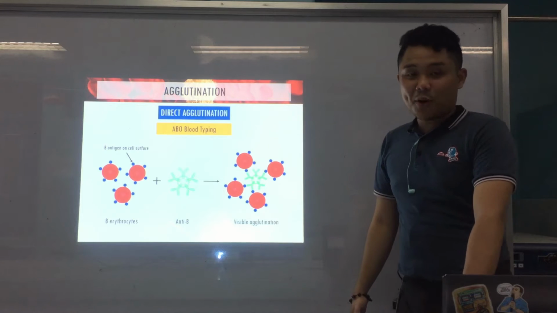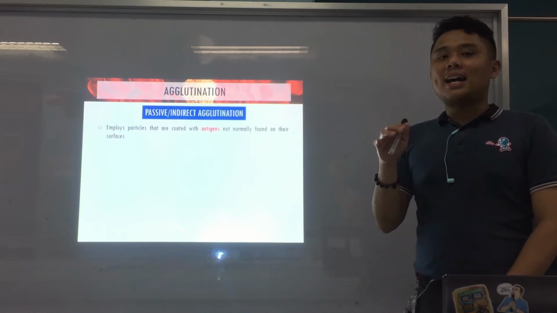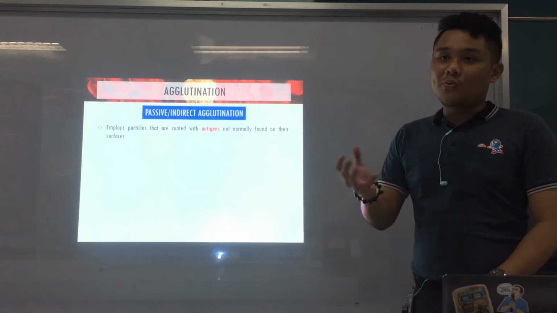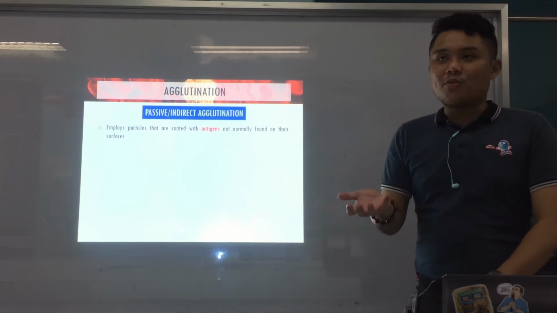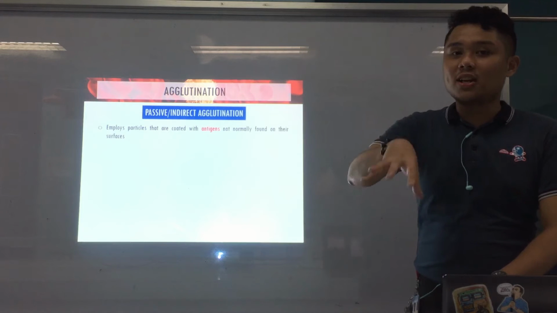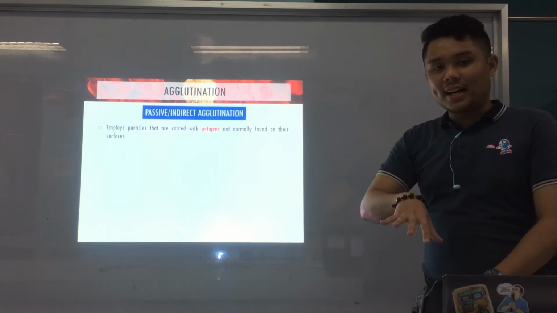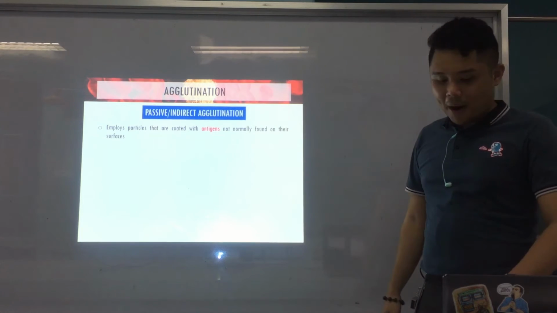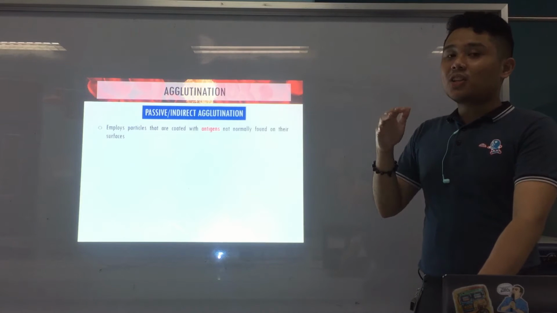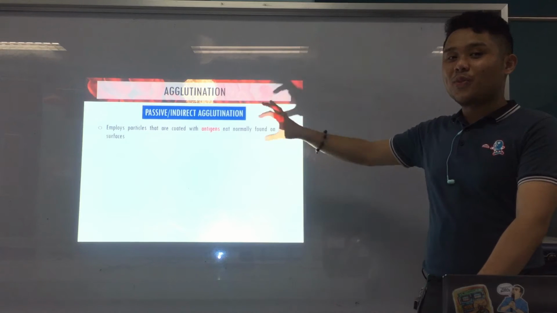Alright, that's for direct. Next, we go to passive or indirect. When you say passive or indirect, the only difference is that the antigens are not naturally found on the surface of the carrier, or the surface of a particle. The antigens are not normally found there, but they are put there, maybe through artificial methods in the laboratory. So these are particles that are coated with antigens that are not normally found on the surface of the particles.